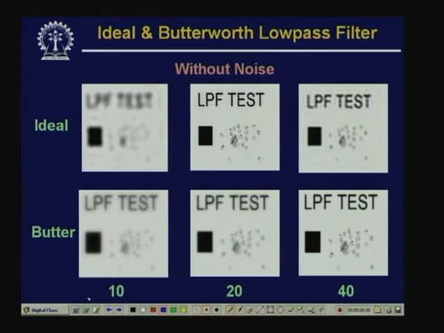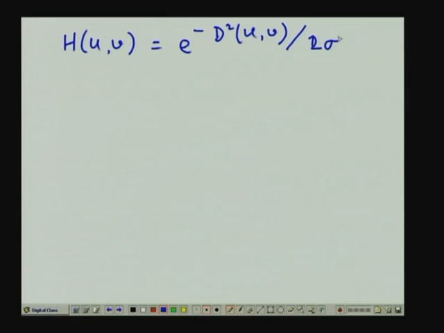In the same manner, we can also go for a Gaussian low pass filter. And we have already said that for a Gaussian low pass filter, the filter response h u v is given by e to the power minus d square u v upon 2 sigma square. And if I allow sigma to be equal to the cutoff frequency d 0, then this h u v, the filter response, will be e to the power minus d square u v upon 2 d naught square.